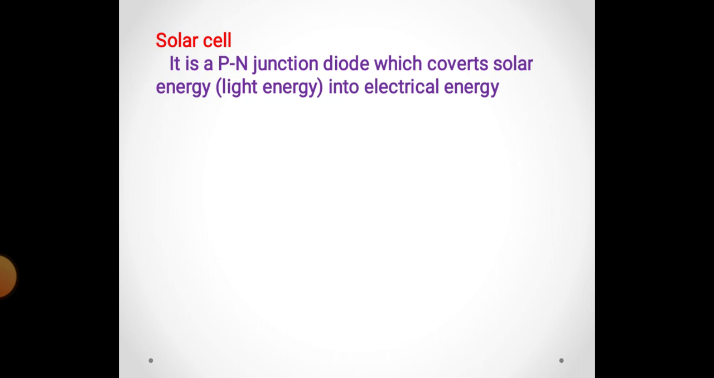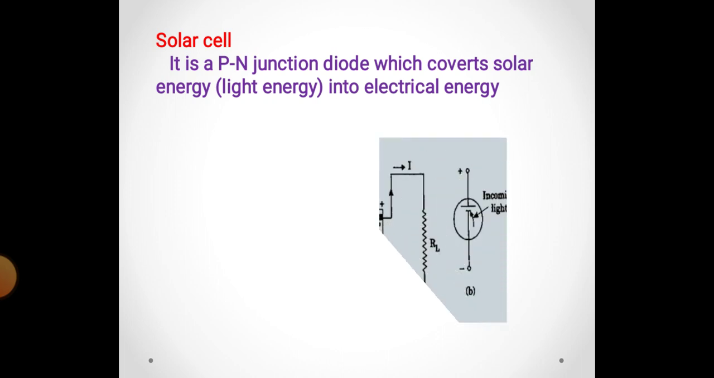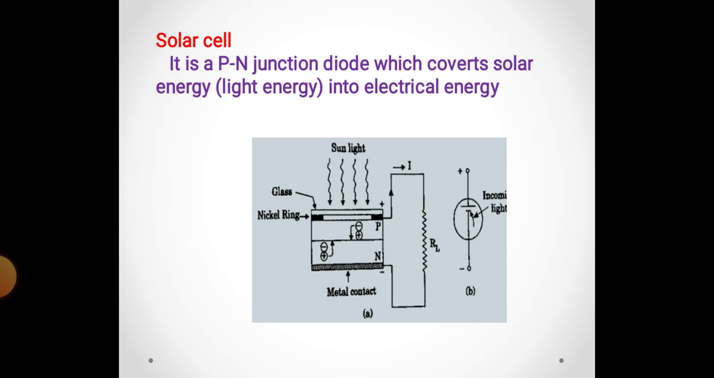A solar cell is also made up of a PN junction diode. This PN junction diode will convert solar energy into electrical energy. Normally, the light energy from the sun falls on the solar surface, and it is converted into electrical energy for producing current. So a PN junction diode which converts solar energy into electrical energy is called a solar cell. That's about the solar cell, as shown in this diagram.